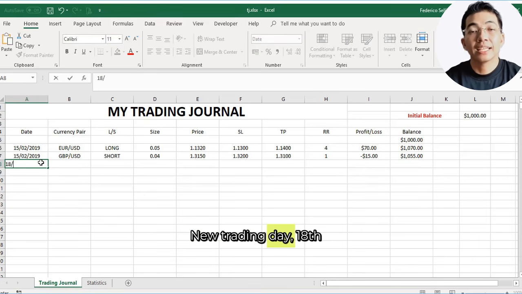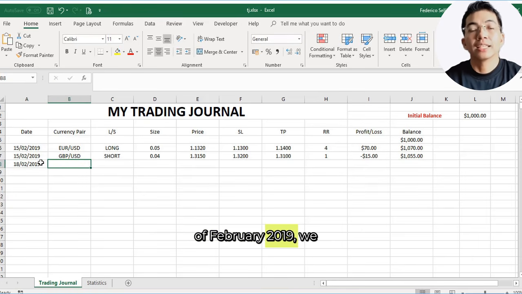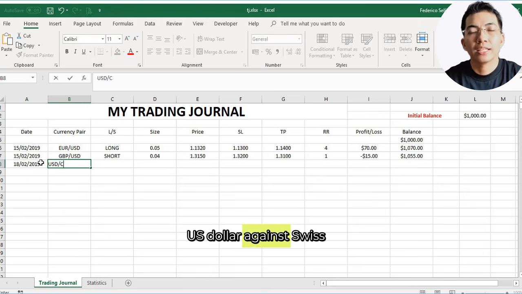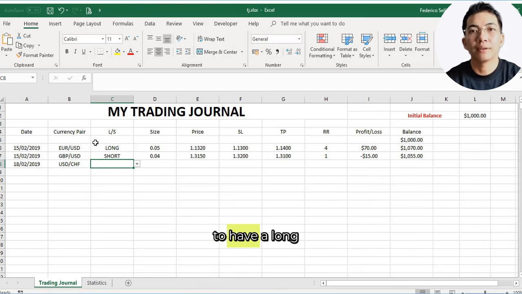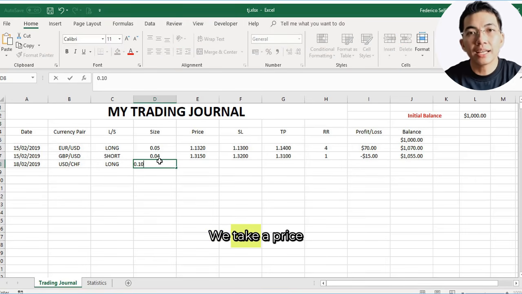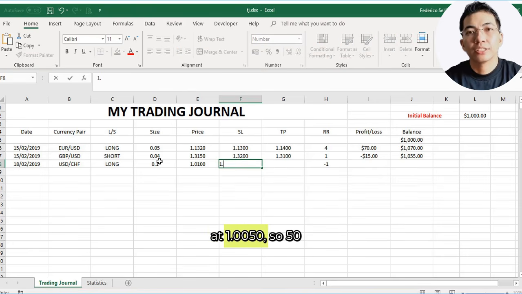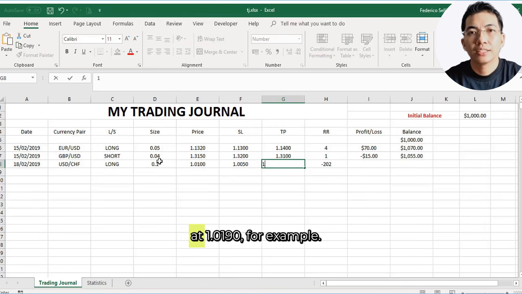New trading day, 18th of February 2019, we want to have a US dollar against Swiss franc, and we want to have a long position for a total of 0.10. We take a price of 1.01, stop loss at 1.0050, so 50 pips, and take profit at 1.0190, for example.